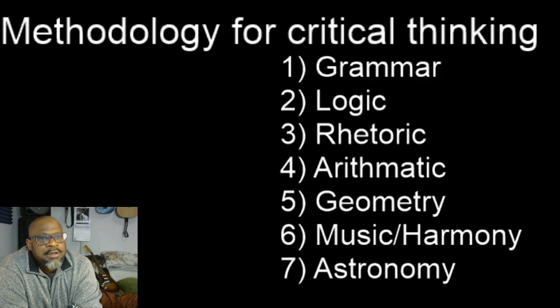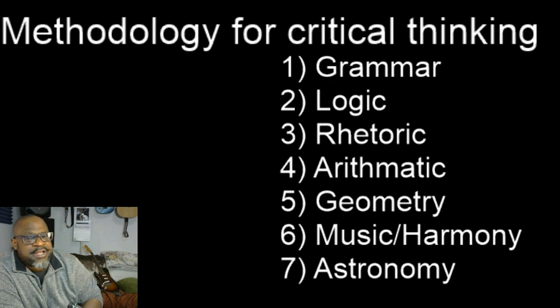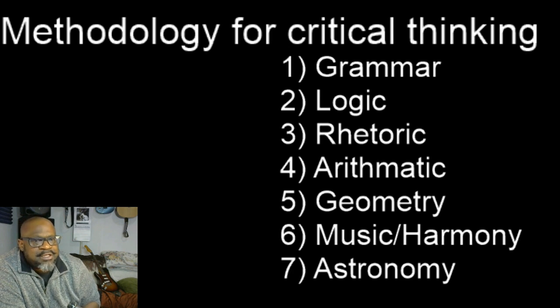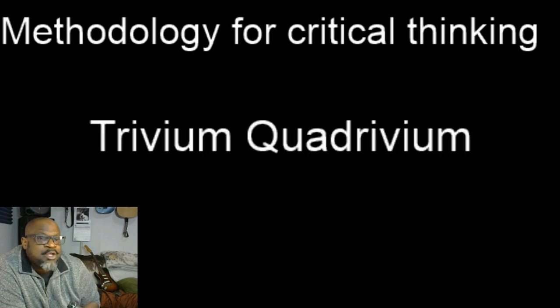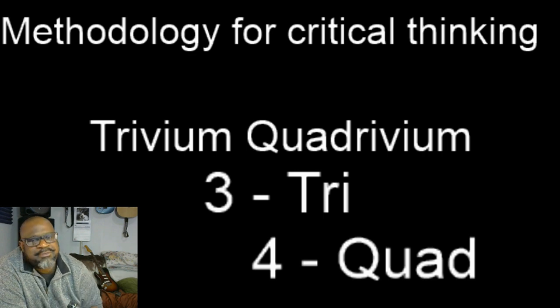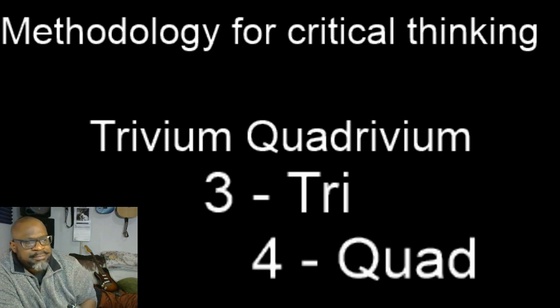They are grammar, logic, rhetoric, arithmetic, geometry, music, and astronomy, and they must be stated in order to be used as a methodology. To facilitate this grouping, we refer to them by their esoteric Latin name, Trivium Quadrivium. The first three subjects represent the trivium, where the last four subjects represent the quadrivium.